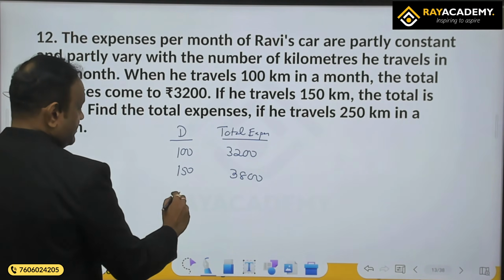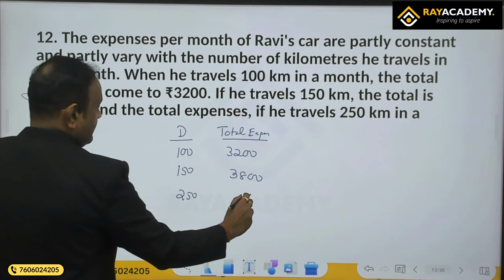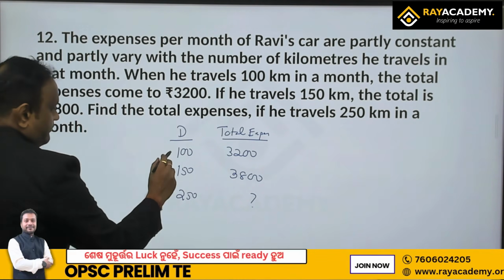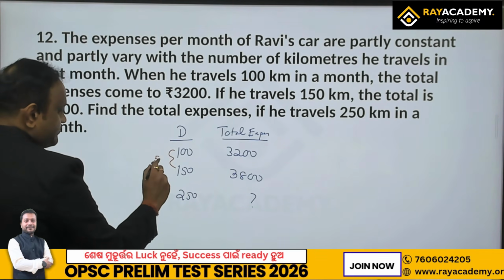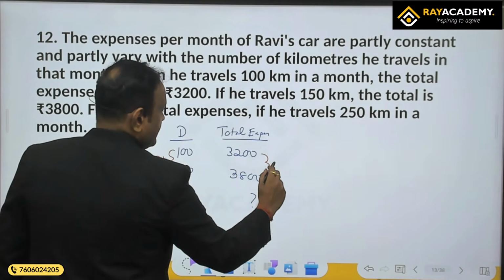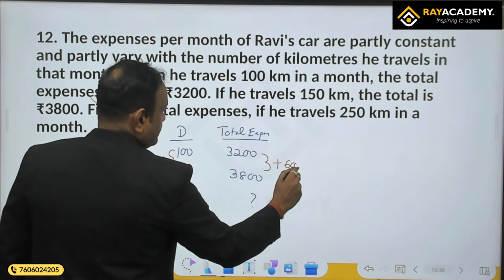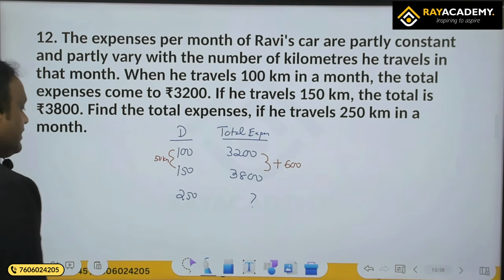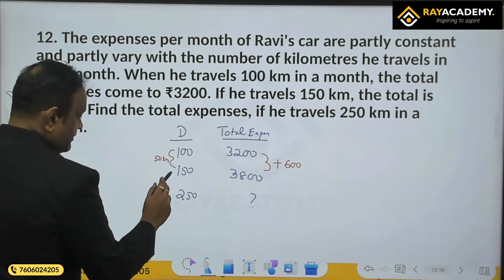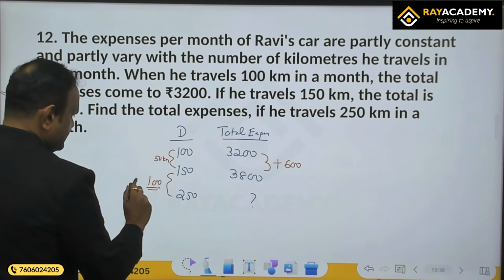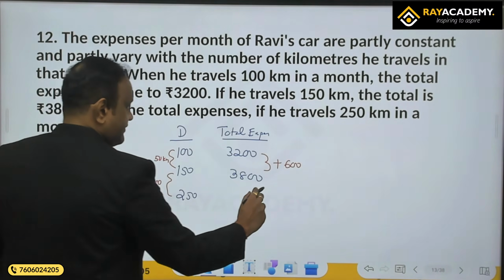Okay, when D is 250, then how much is it? So if D increases by 50 kilometers, then the total expenses increase by 600 rupees. So every 50 kilometers, 600 rupees extra is needed. Now you compare, let's say, 150 and 250. If it increases by 100 kilometers, how much will it be?